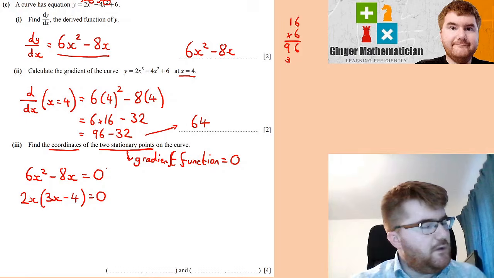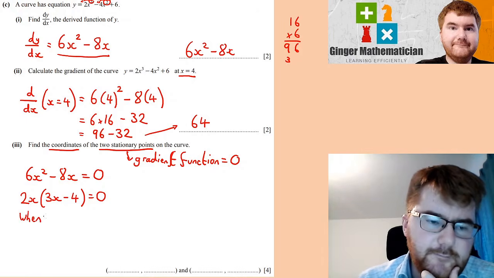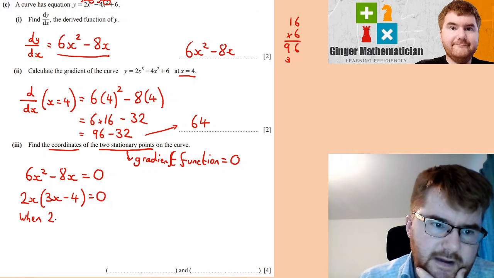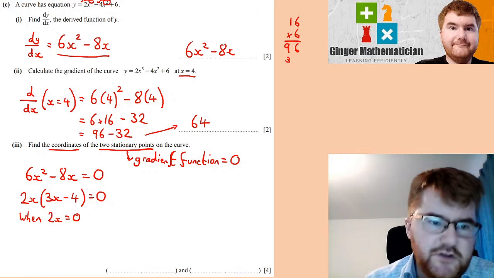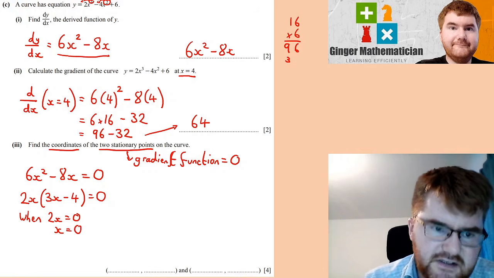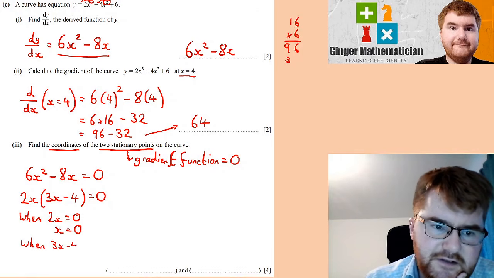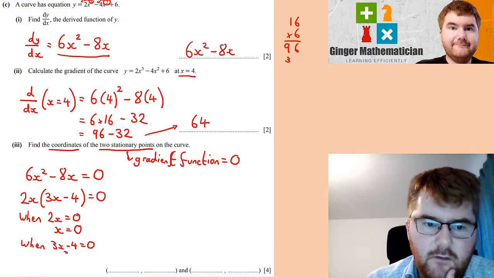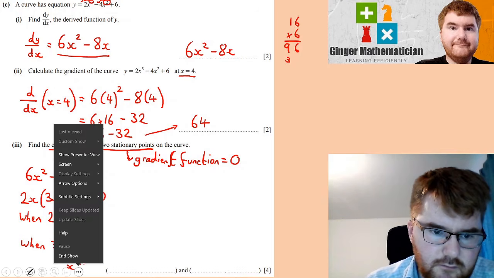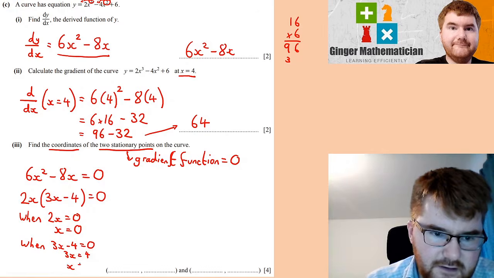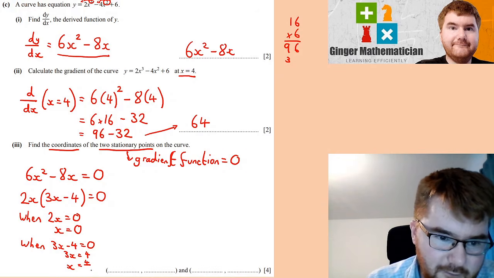And just like we did in one of the paper 2 questions, we use our null law. So when 2x is equal to 0, we know one of these things has to be 0, we don't know which one. Well, x is equal to 0, and when 3x minus 4 is equal to 0, well, 3x is equal to 4, x is equal to 4/3.